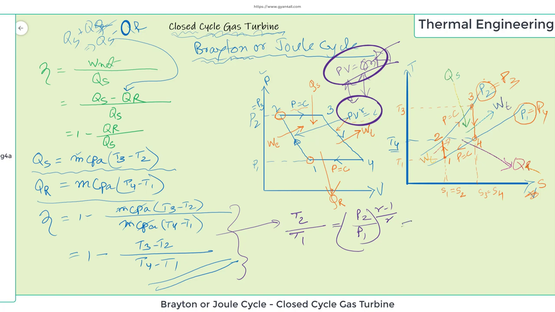Now what is P2 by P1? P2 is the highest pressure of the cycle and P1 is the lowest pressure of the cycle, and this we generally call the pressure ratio. Already we have compression ratio and expansion ratio, those ratios are for volume, volume divided by volume. And this pressure ratio is pressure divided by pressure. So it is Rp to the power gamma minus 1 by gamma, where Rp is the pressure ratio.